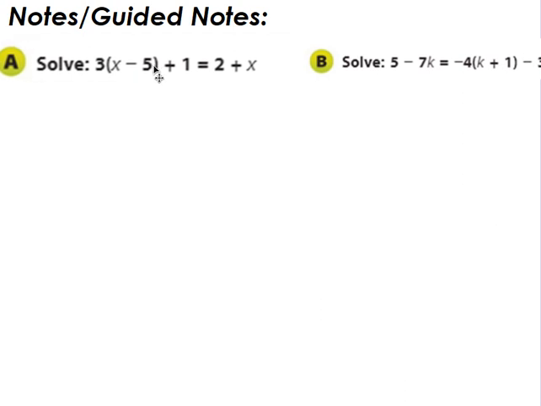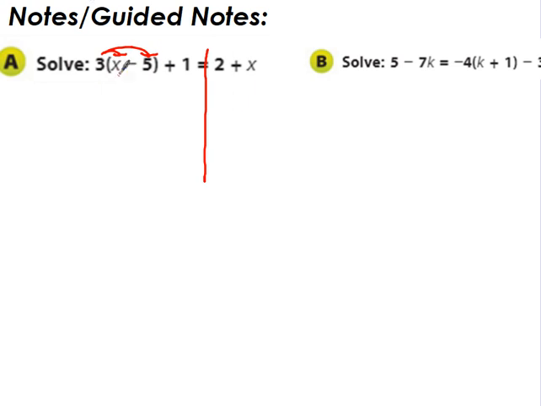So for this first one, for part A, I have solve, and I have this long equation with the variable on both sides and some parentheses in the middle. When you have the distributive property in the middle, and there are no fractions, no decimals, and it's pretty straightforward like this one, you're just going to do the distributive property first and get rid of your parentheses before you do anything else. Really what we want to do is simplify each side of the equal sign before we start moving stuff over left to right. So we don't want to move stuff around yet. We want to simplify each side, and then we're going to start moving stuff around.